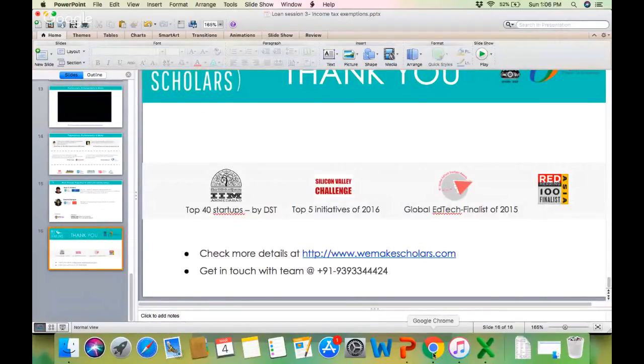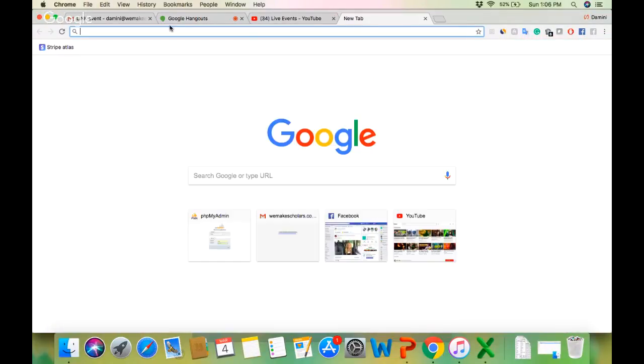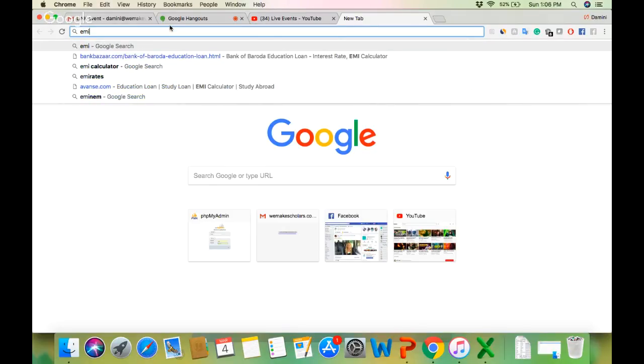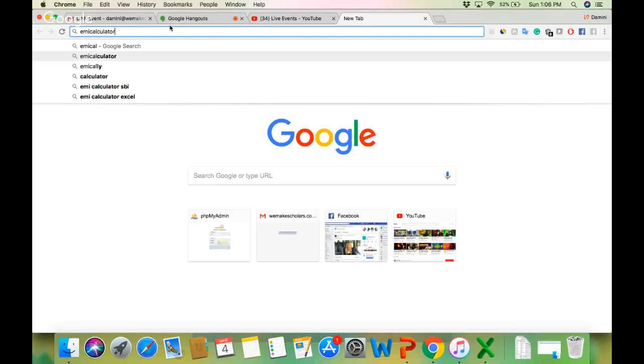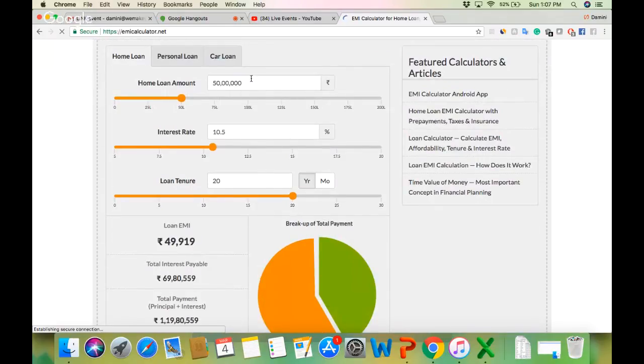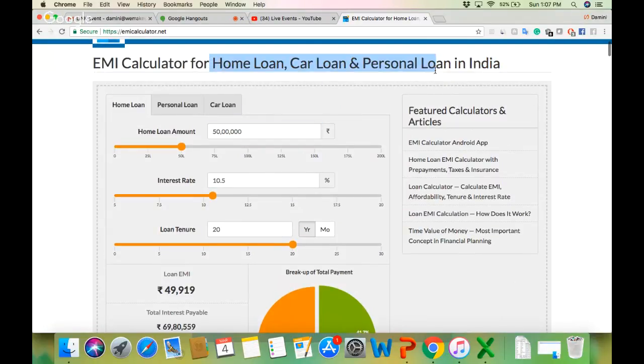One final thing before I take questions, I need to show you: I'm sharing my screen. So let me just show you this thing. Many of you might be wondering what your interest component will be. There is this very interesting website called emicalculator.net. You can put your loan amount here. In the example I gave you, your loan was 20 lakhs. This website was made mainly for home loan, car loan and personal loan.